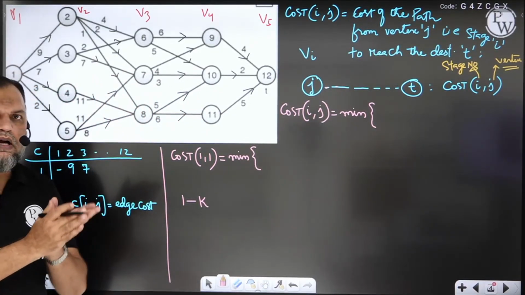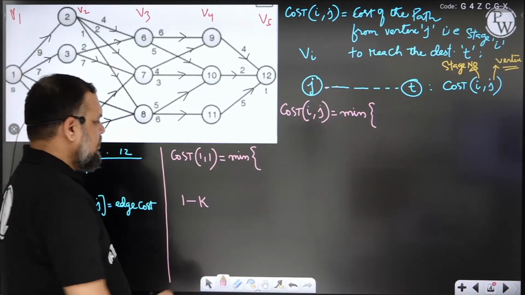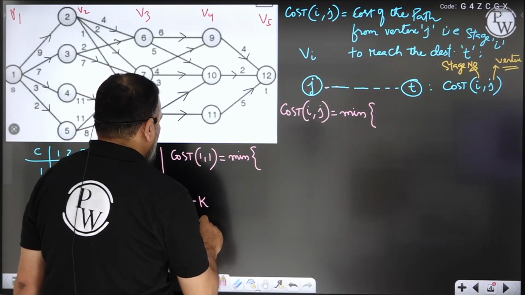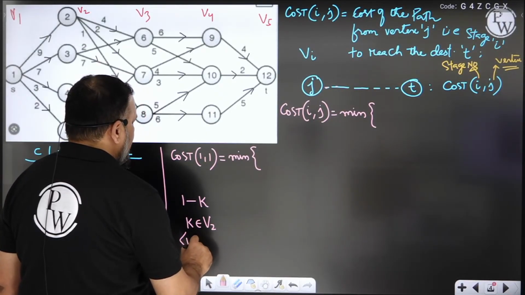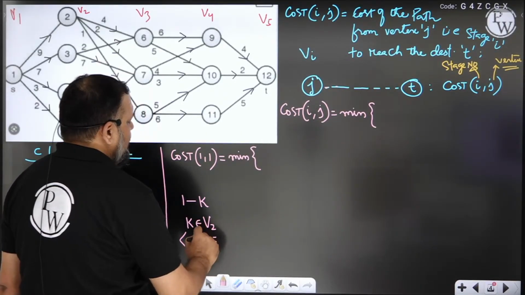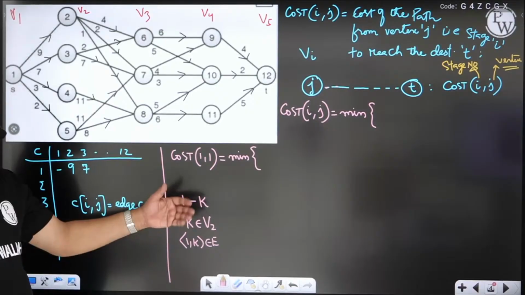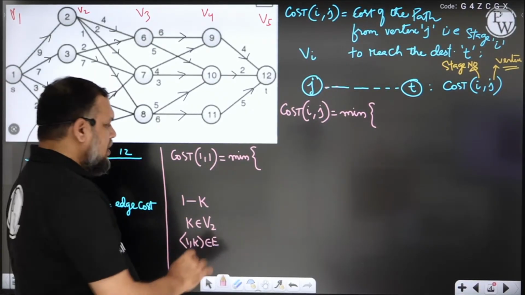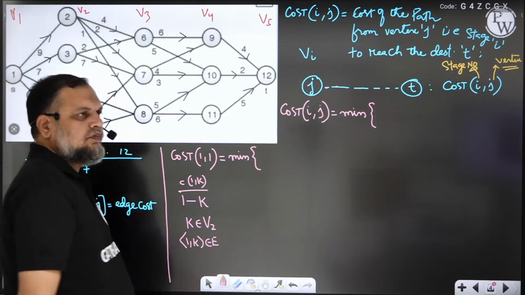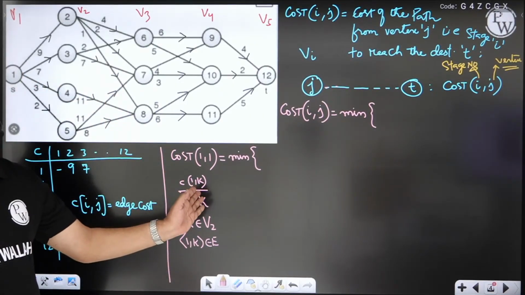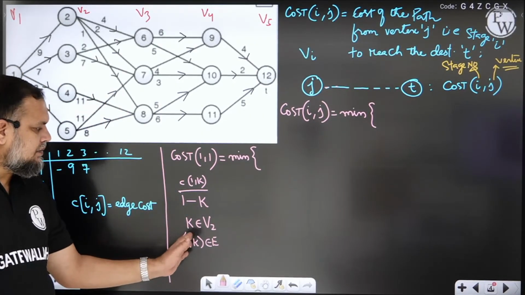From 1, I should visit some vertex k, where k belongs to the second stage, and there must be an edge between 1 and k. 1 and k should belong to an edge. There must be an edge from 1 to k, and the cost of this edge is given by C of 1k. It's the edge cost.